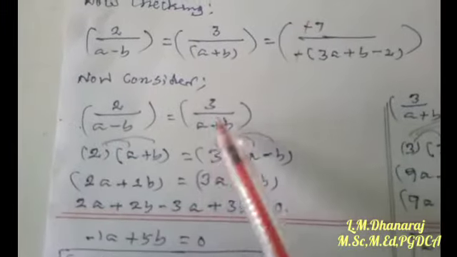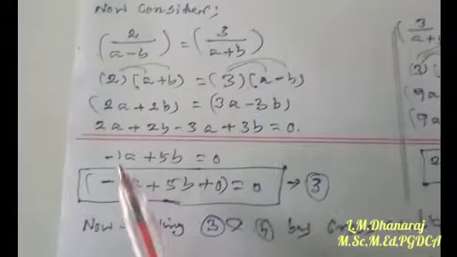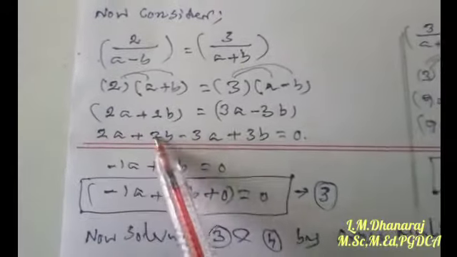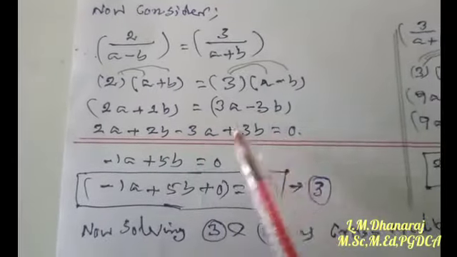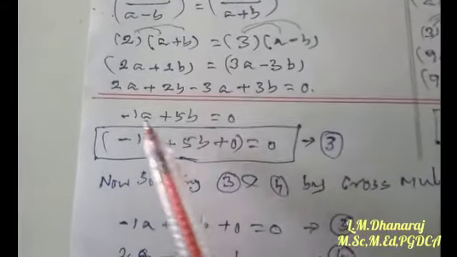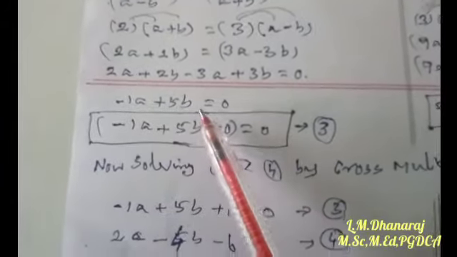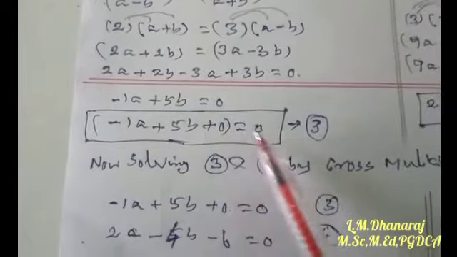Now we have to go for cross multiplication. So 2(a + b) = 3(a - b). We multiply each term, that is 2a + 2b = 3a - 3b. As a result we get 2a + 2b - 3a + 3b = 0. So 2a - 3a gives -1a, and 2b + 3b is +5b. So -1a + 5b, there is no constant term, so we add 0, = 0. Make it equation number 3.